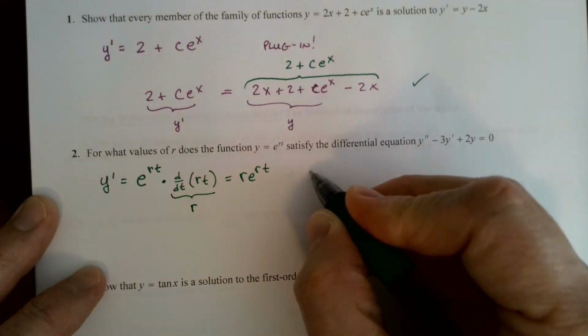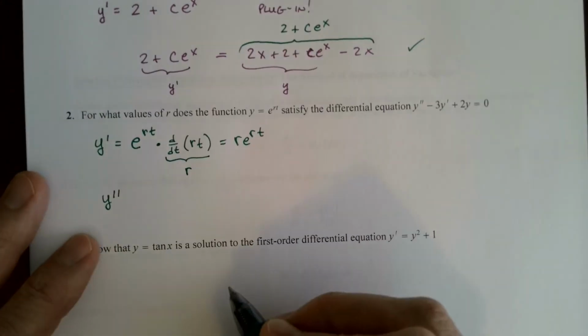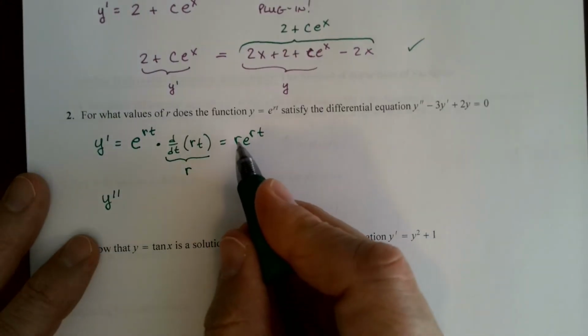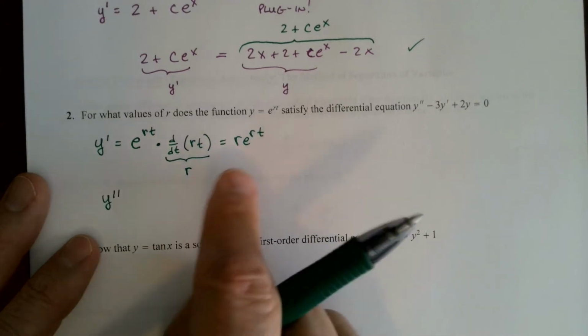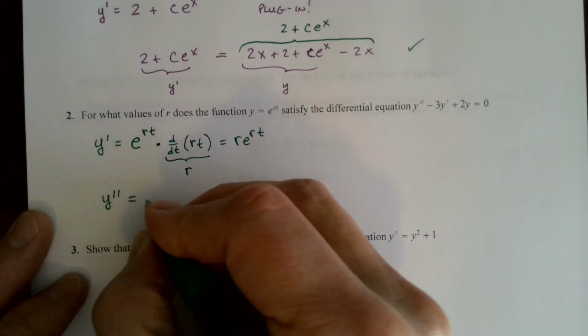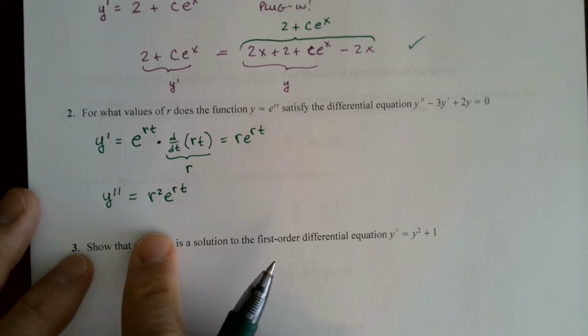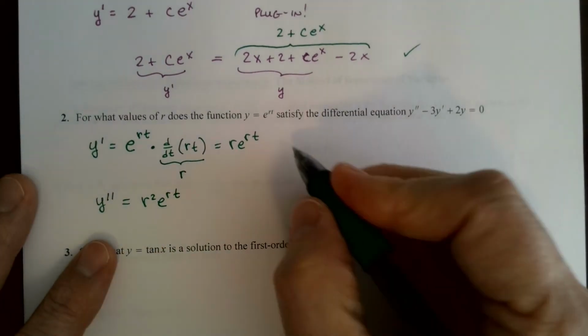What about y double prime? Let's do that over here. So second derivative. When I take the derivative of this, r is a constant multiple, so I pull it out. And then what's the derivative of e to the rt? Well, I just did that. That's r e to the rt times r. So r times r, that's r squared e to the rt. You can sort of see how that would continue if we were to continue to take those derivatives.